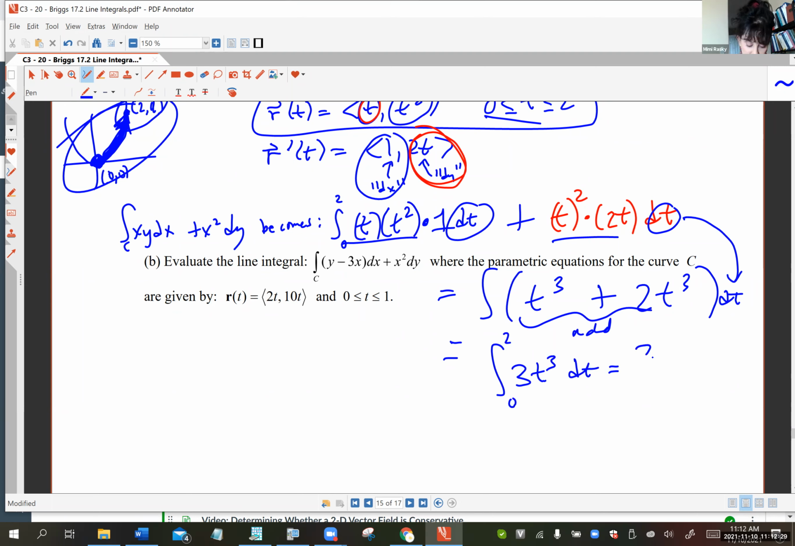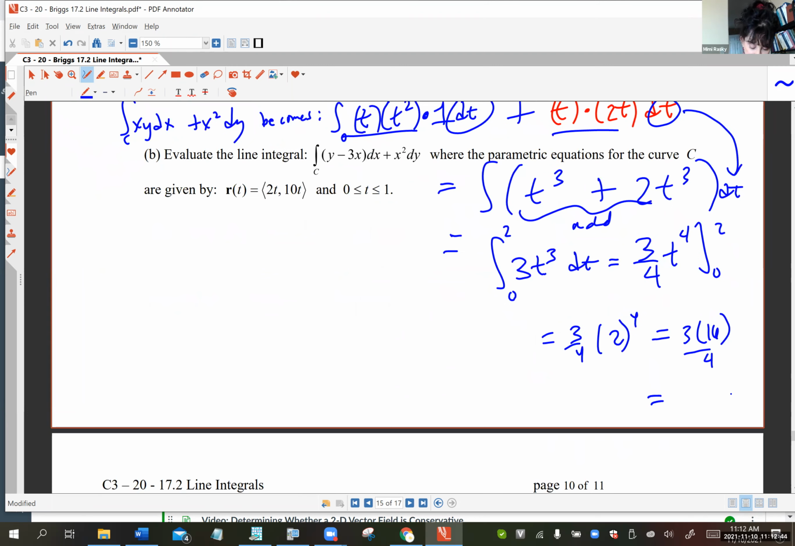This is easy. You're just going to integrate 3/4 t to the 4th, going from 0 to 2. And then substitute, and then clean this up, reduce. And after that, what do I get? 3 times 16 over 4. And that reduces to 12. And so there is your final answer for letter A.